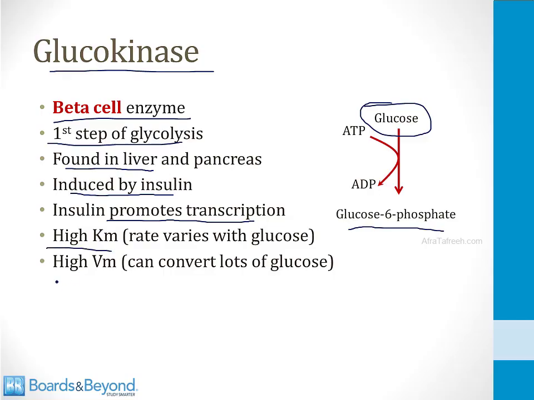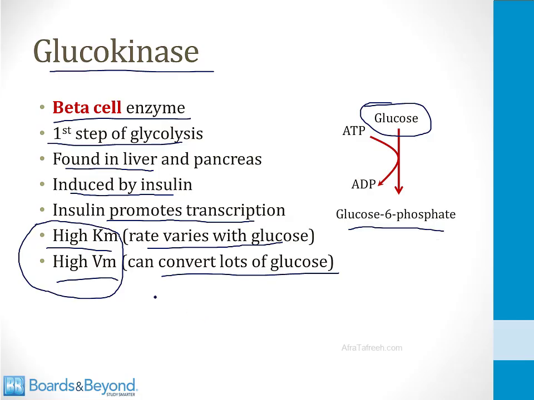It has a high Km and a high Vmax. The high Km means this enzyme is more active when there are higher glucose levels, and the high Vmax means it can convert lots of glucose, and both of these features make it a very effective enzyme for the beta cell, where you want this enzyme to be very active when glucose levels are high, and you want it to be inactive when glucose levels are low.